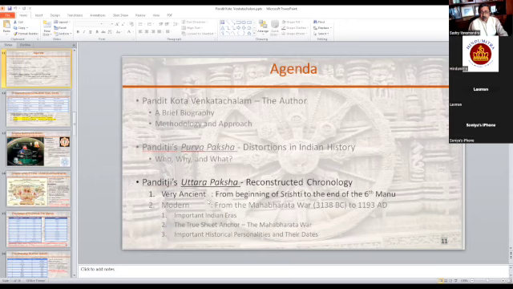So today I propose to complete the very ancient portion of chronology, and then we can move on to the modern chronology, which is that between the Mahabharata war and 1193.